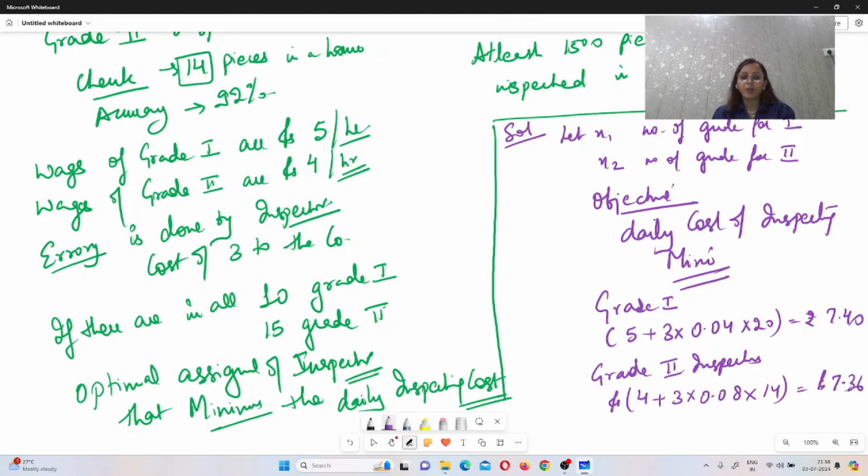Would you be able to find out how we calculated this value? See, it is given, as we discussed twice in the case study, that 20 units are inspected by grade 1, and grade 2 inspects 14. We also discussed the 5 rupees cost incurred by grade 1 and 4 by grade 2. So we just apply that equation.